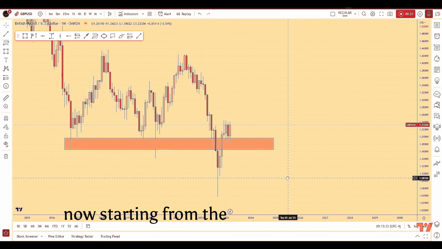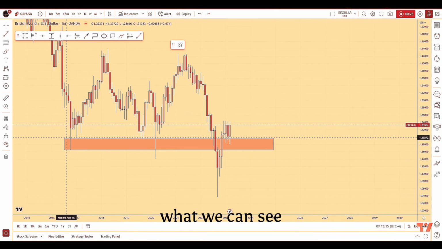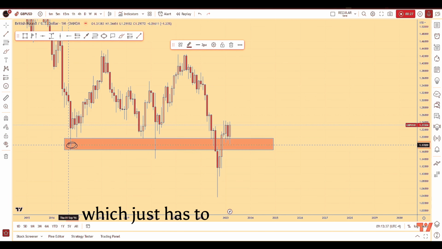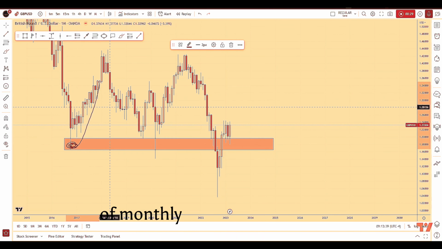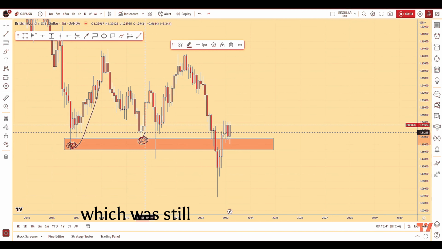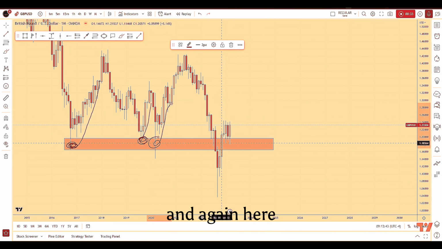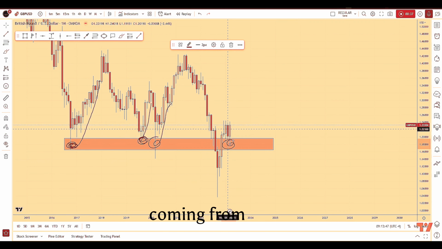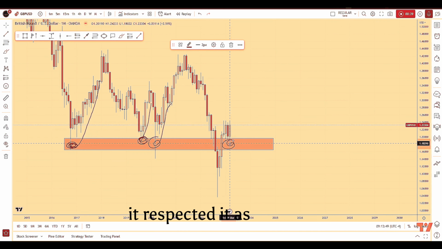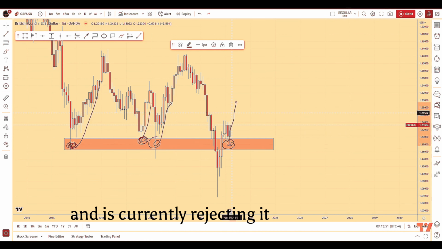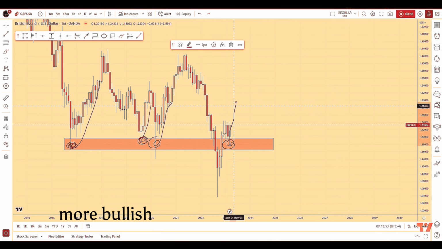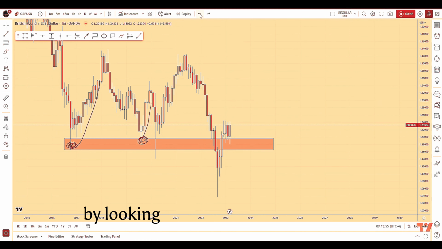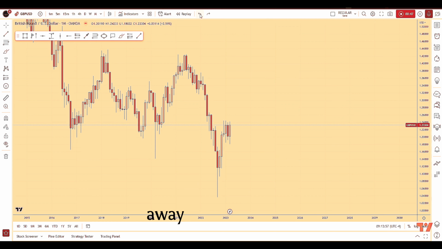Now, starting from the monthly time frame, what we can see is that we have a market which just tested a very strong area of monthly demand and support, which was still acting as support here and again here, which at the moment, since the market has once again tested it coming from above, it respected it as support and is currently rejecting it to the upside. So more bullish price action could be expected by looking at the monthly time frame away from this zone.